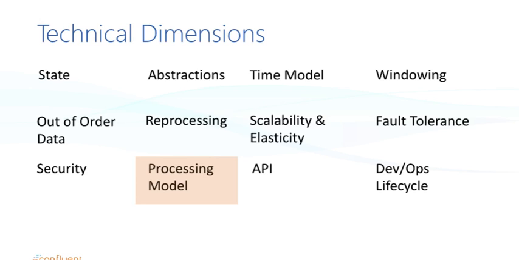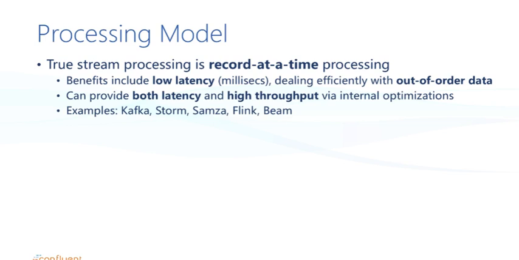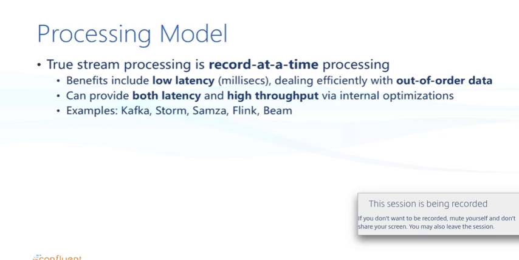The next dimension is the processing model of the technology. Here, true and native stream processing is record-at-a-time processing. So if you get a message, this message is processed in its entirety in order to get benefits such as low latency processing results in the order of milliseconds, and you can also deal very efficiently with out-of-order data. Out-of-order data is actually a very common case in practice, so true stream processing is very good at dealing with that because it processes records one at a time.